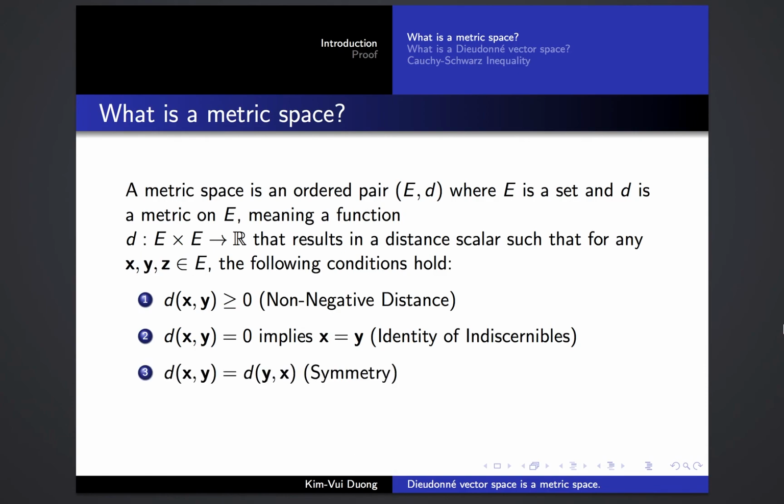You also have symmetry, so the distance between x and y is the same as saying the distance between y and x. And you also have the triangle inequality, so you have 3 points. One distance between 2 points is always going to be shorter than the sum of the other 2 distances.